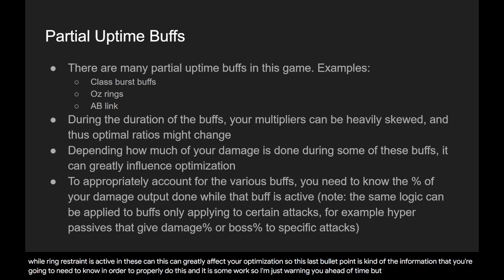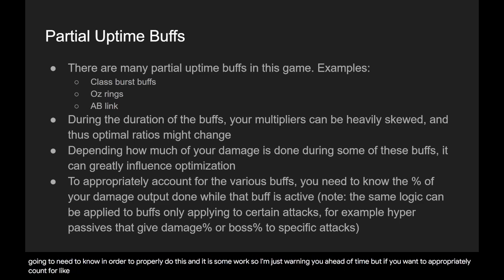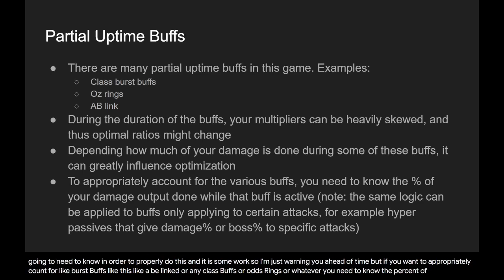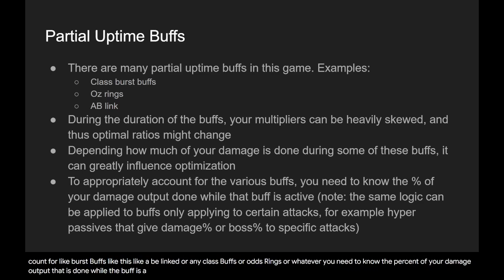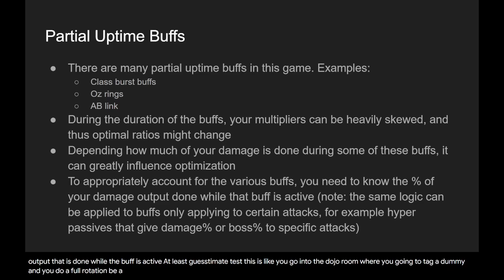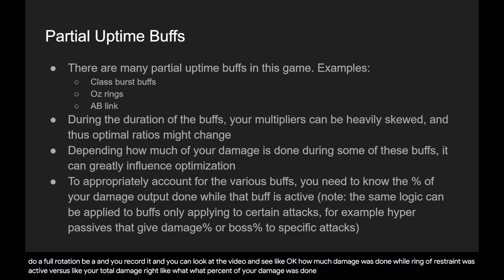But if you want to appropriately account for burst buffs like AB Link or any class buffs or Oz rings or whatever, you need to know the percent of your damage output that is done while that buff is active. So an easy way to at least guesstimate this is you go into the dojo room where you can attack a dummy and you do a full rotation buff-ed, and you record it, and you can look at the video and see, okay, how much damage was done while Ring of Restraint was active versus your total damage, right? What percent of your damage was done while Ring of Restraint was active.